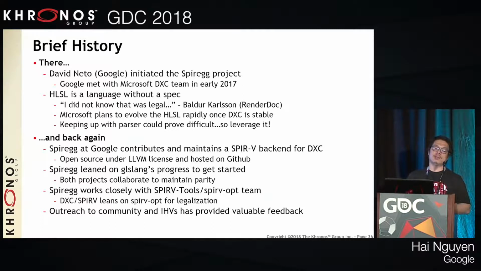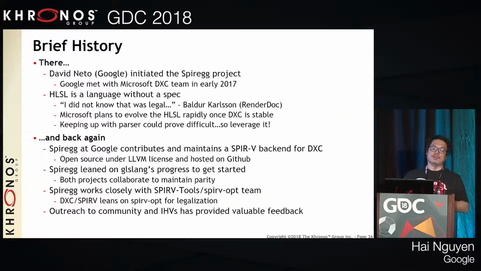SpearEgg at Google contributes and maintains the SpearV backend for DXC. It's open source under the LLVM license, and it's hosted on GitHub. SpearEgg also leaned a lot on GL-Slang's progress to get started. In the early days, the code gen was identical to GL-Slang, and as we progressed, things began to diverge a little bit, but they both generate code that works. And these days, both projects work in collaboration to maintain parity between the HLSL functionality.